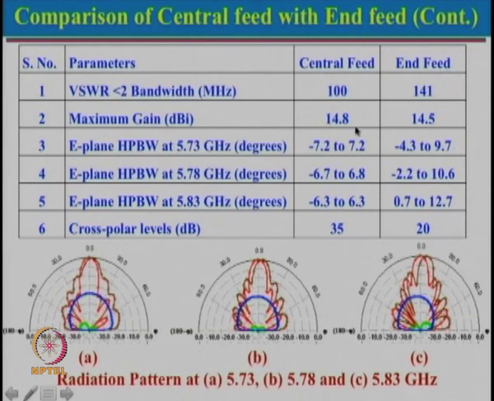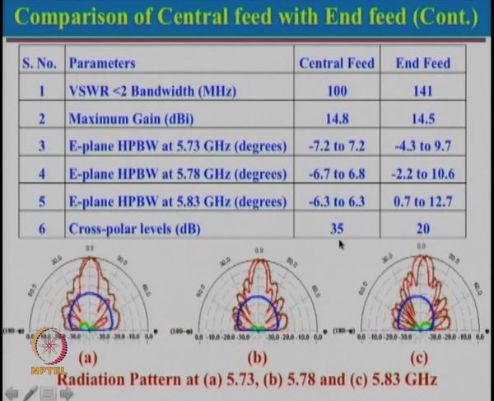Gain is approximately the same, but now let us just see the half power beam width. If you look at these numbers here, it is actually symmetrical with respect to the broadside direction, but if you look into this here, the beam is shifted, it is from -4 to 9, then you can see there is an even more shift, and over here you can see that the beam is really shifted away from the broadside direction, and also it has a higher cross polar level compared to the central feed in this particular case.